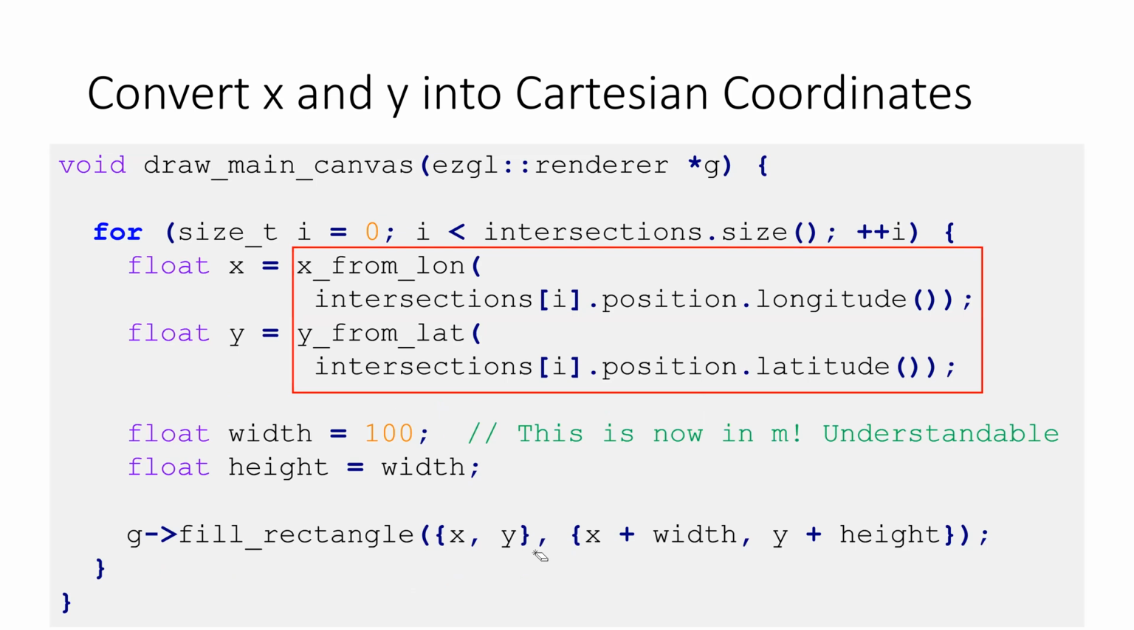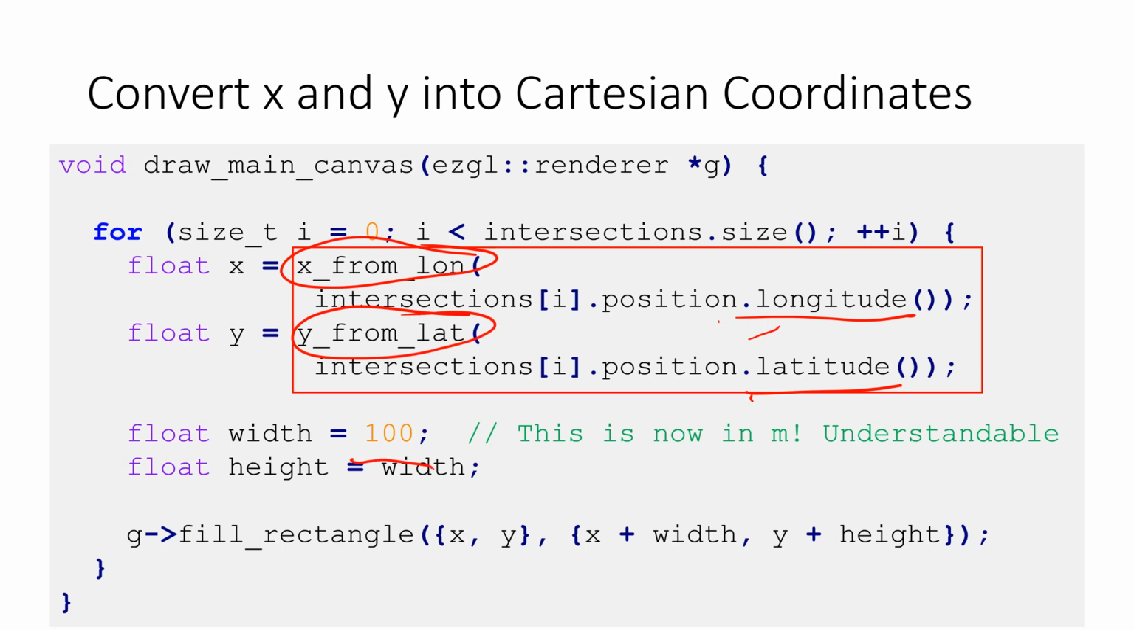Okay, now that I've got these helper functions, it's not too hard for me to use them. Basically, I'm going to go in my redraw routine, I'm still going through all the intersections, but instead of directly drawing the latitude and longitude, I'm going to get that longitude and call my conversion function to get an x. I'm going to get that latitude, call my conversion function to get a y.